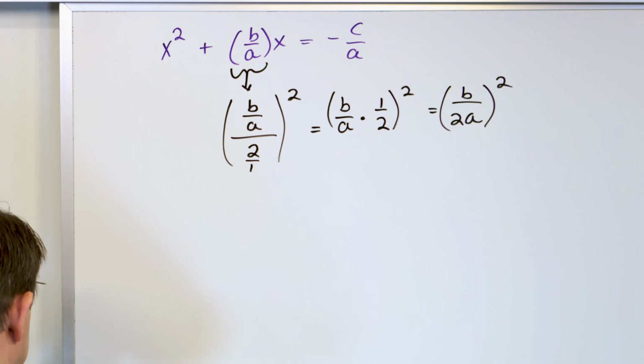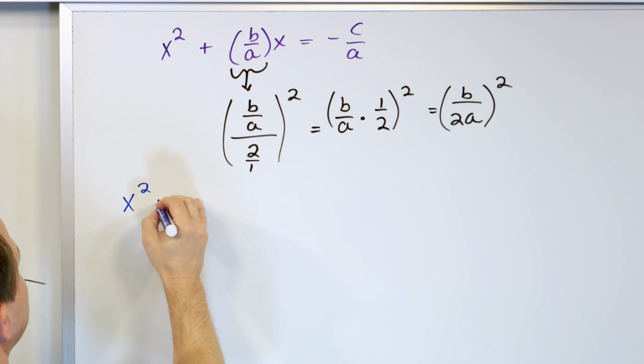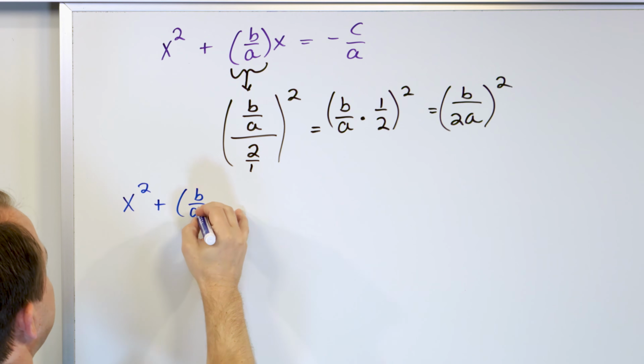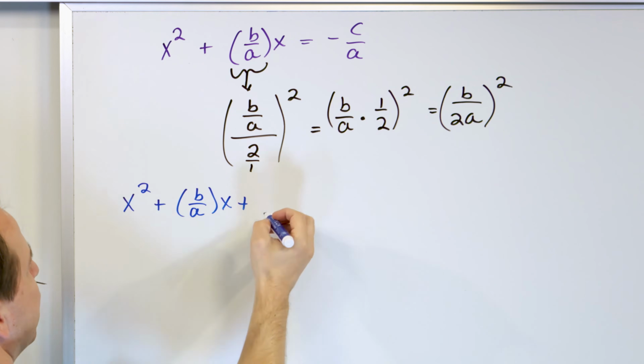So let me switch colors. And we're going to add that quantity to both sides. So what it's going to be is x squared plus quantity b over a times x, plus this thing, which is 1/2 of that coefficient squared.